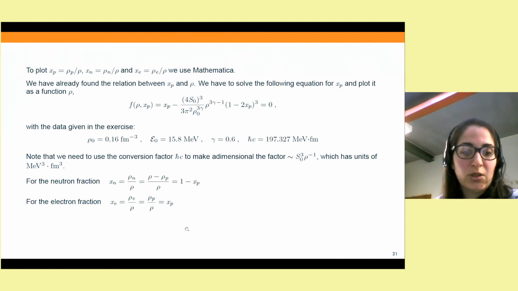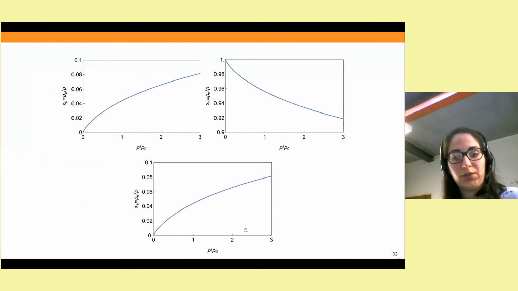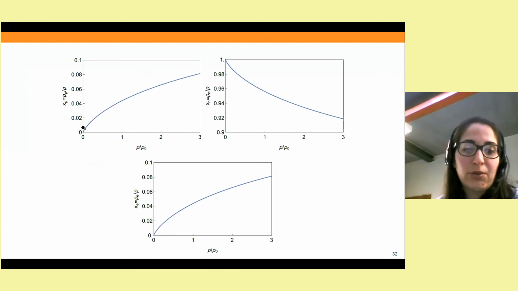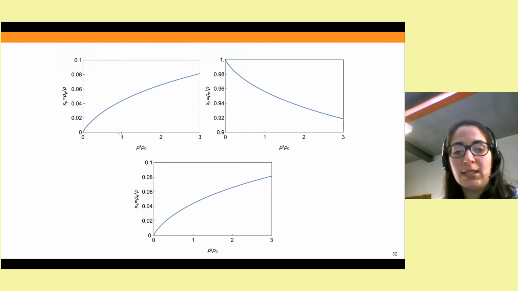And with this, we can just compute the neutron fraction and the electron fraction as this. Okay, and if I do that with Mathematica, I get these plots here. Okay, for the proton fraction, the neutron fraction, and the electron fraction as a function of the density, I plotted it up to three times saturation density. Okay, one times saturation density would be the density that we have in nuclei. This is the density in nuclei, but this is in neutron stars.